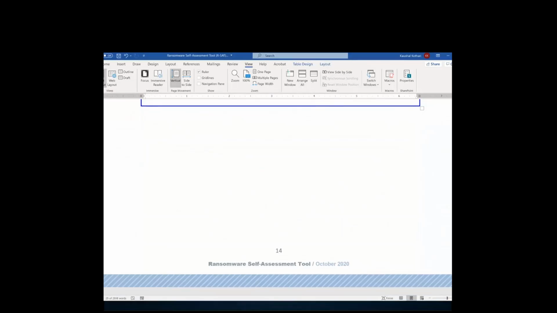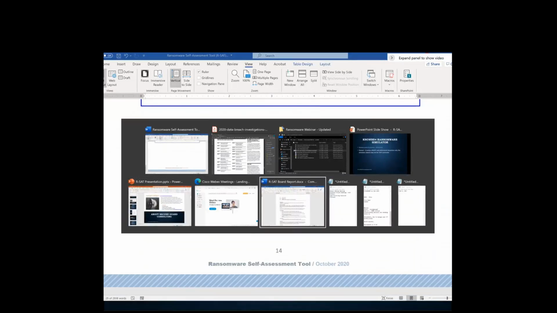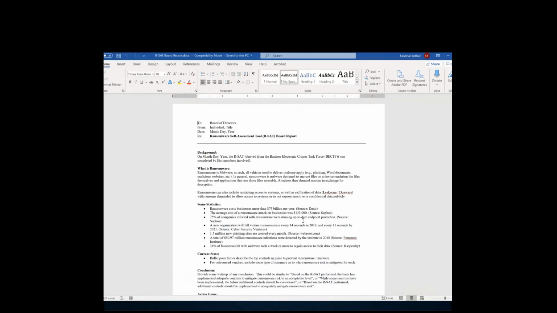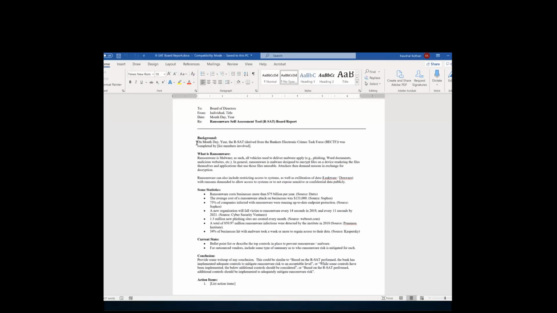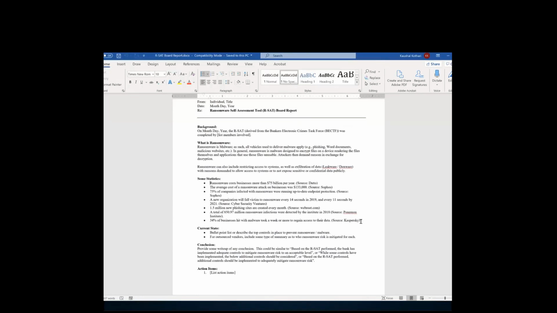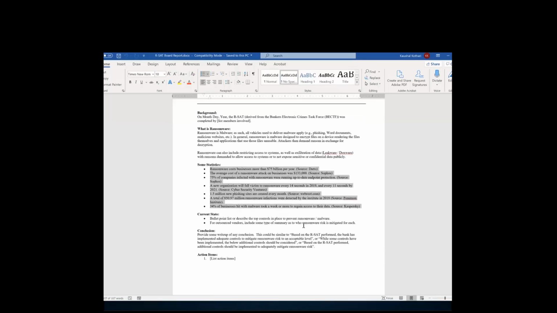And so the other thing really quick that I wanted to go through is the sample board report. If I didn't send this out to you, I'm going to resend this out to everybody just in case, just a sample board report. What we suggest is just, on what date you did the RSAT tool and who was involved in completion of it. Some general definition of ransomware, and so that's kind of what we talked about at the beginning. And then some stats, just so the board is aware of kind of the increase and the impact that this is having and why the regulatory agencies are really starting to kind of highlight it again.